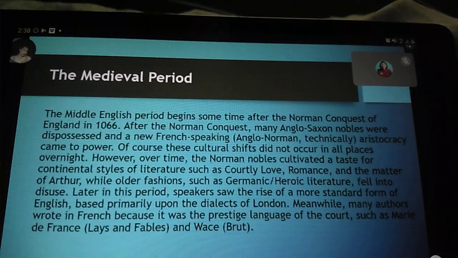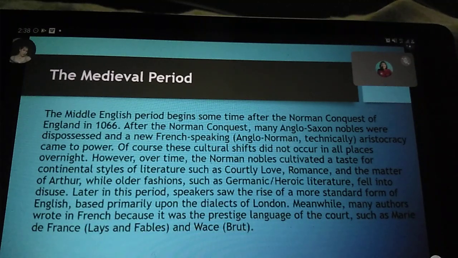Then the medieval period. Katulad nga sabi kanina na ang Old English period ay nagtapos noong 1066 after the Norman Conquest. So pagkatapos nag-umpisa ang medieval period. After the Norman Conquest, many Anglo-Saxon nobles were dispossessed and a new French-speaking Anglo-Norman aristocracy came to power. Of course, this cultural shift did not occur in all places overnight. However, over time, the Norman nobles cultivated a taste for continental styles of literature. So, ang kanilang mga nagustuhang literature ay courtly love, romance, and the matter of Arthur, while older fashions such as Germanic heroic literature fell into disuse.